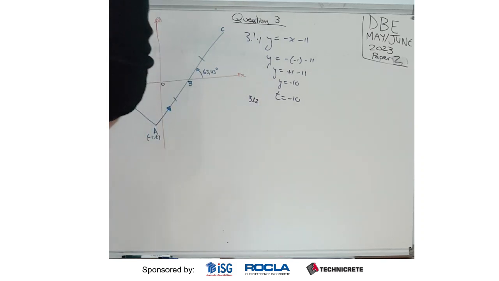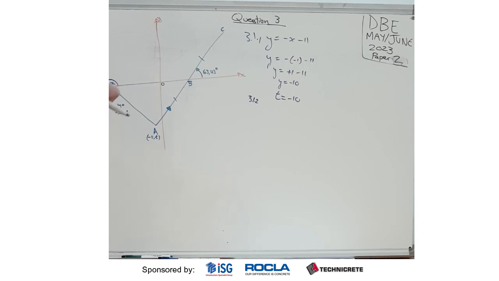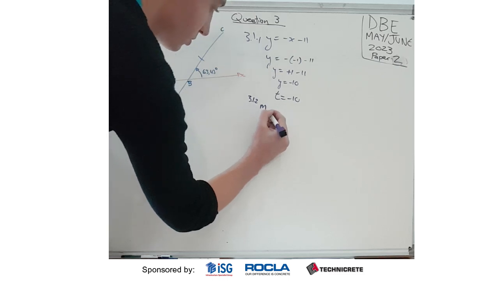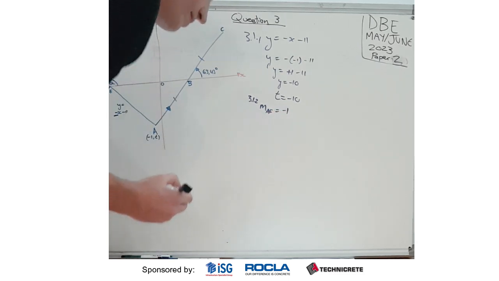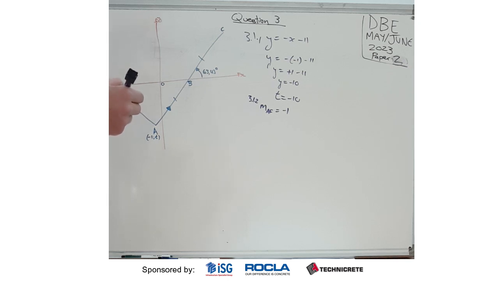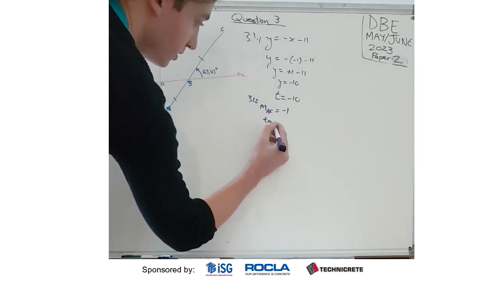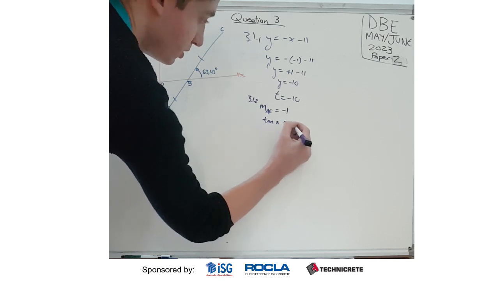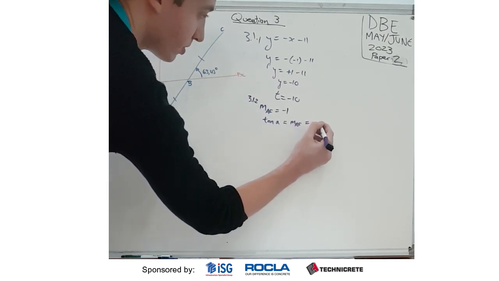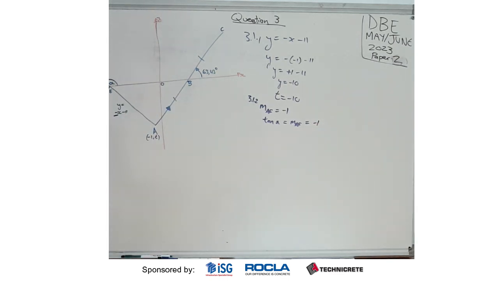3.1.2, calculate the size of angle alpha, right here. So, probably the easiest way to do this is this line here, AF, that we've just looked at, has a gradient of just minus 1, right? So the gradient of AF equals negative 1. And we know that the tangent of alpha should equal the gradient of AF, therefore should be minus 1 as well.